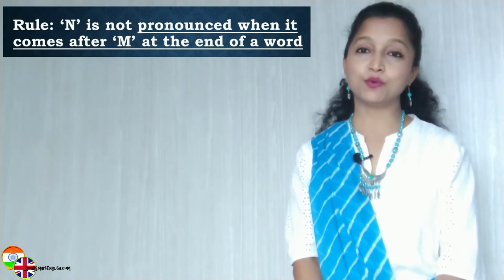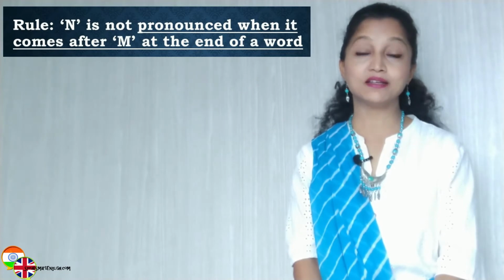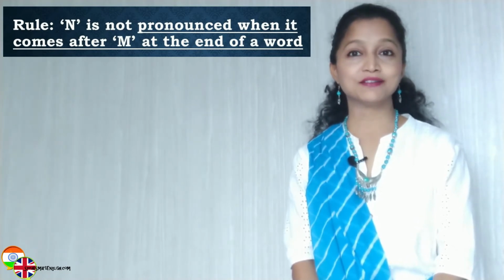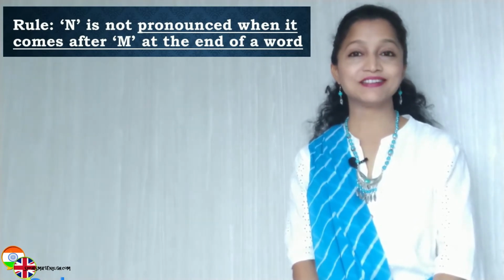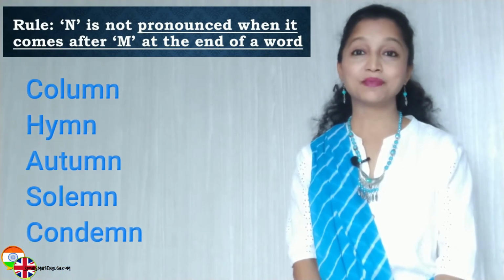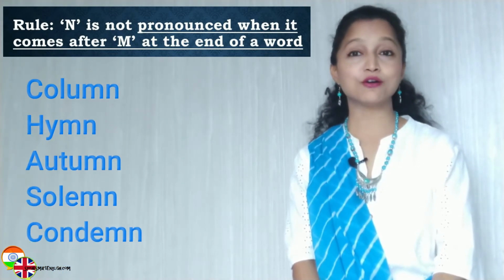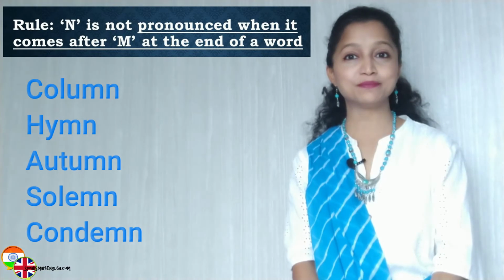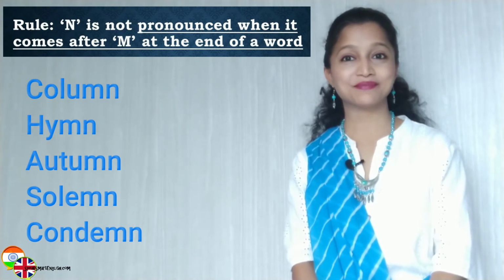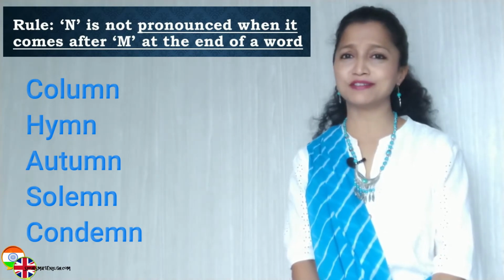Okay? The next rule is about silent letter N. N is not pronounced when it comes after M at the end of a word. For example, column, hymn, autumn, solemn, condemn. It's not difficult. I'm sure you will remember this.